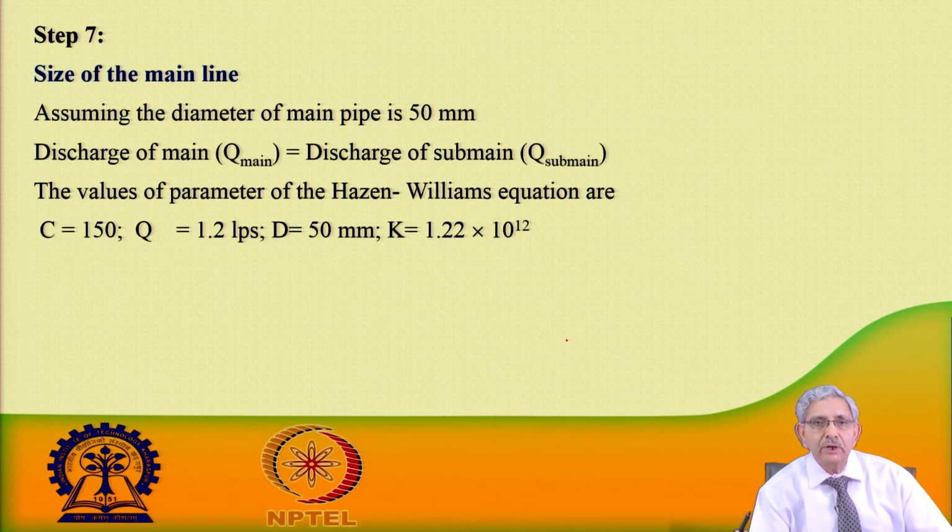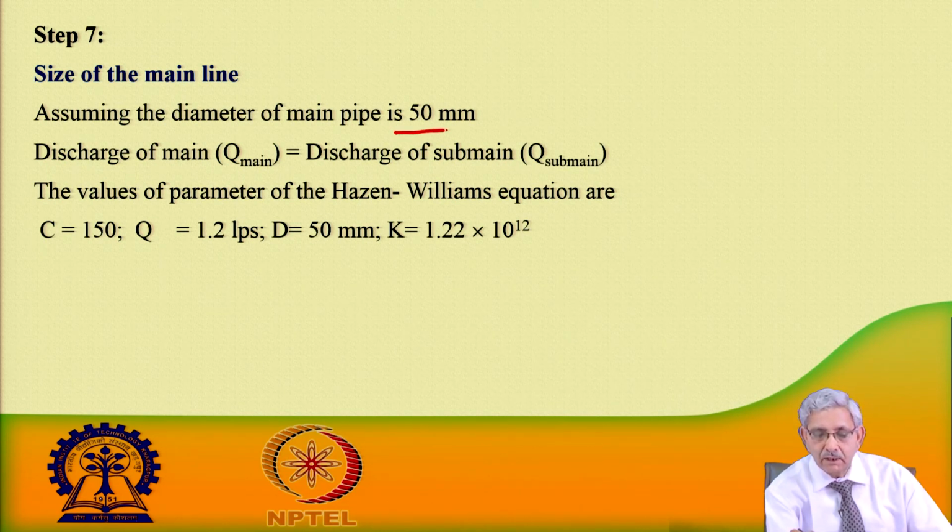Now, we will work out the size of the main pipeline. Here we are considering the size of the main pipeline as 50 millimeter, and we are using the same Hazen-Williams equation, because there is only one submain which is receiving water from the main. So, except for the diameter, the rest of the parameters are the same. We are assuming the diameter as 50 millimeter, and C is the same because it is made up of the same plastic material.